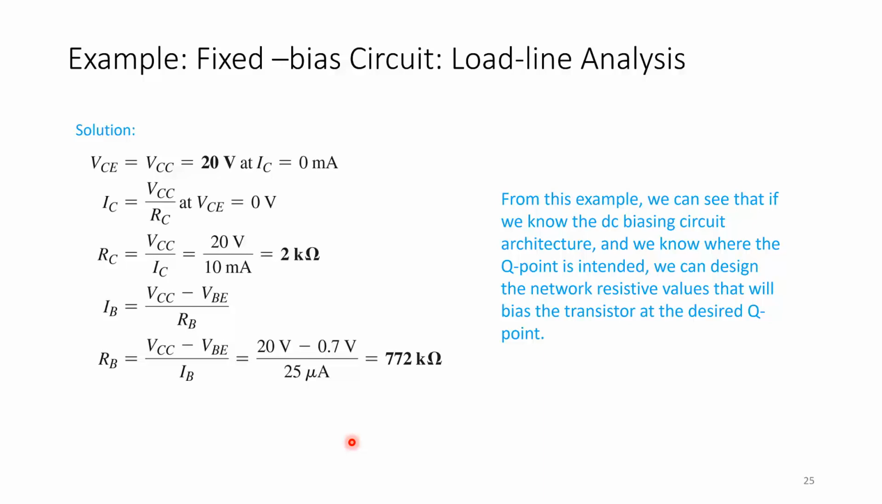So I find that RC is equal to 2 kilo ohm. IB is estimated from the graph itself because it was between 20 and 30 microamp. So we choose IB to be about 25 microamp, and we find that RB is 772 kilo ohm, and we see the difference in values of RB and RC. What this example is trying to point out is that if we know the DC biasing circuit architecture and we know where the Q point is intended, we can design the network resistive values that will bias the transistor at the desired Q point.